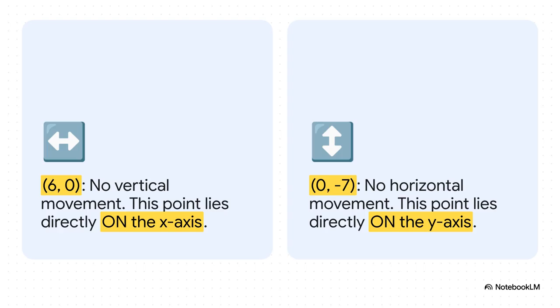Or look at 0, -7. You move 0 units left or right, and just go straight down 7 units. You're sitting directly on the y-axis. A 0 just means stay put for that direction.